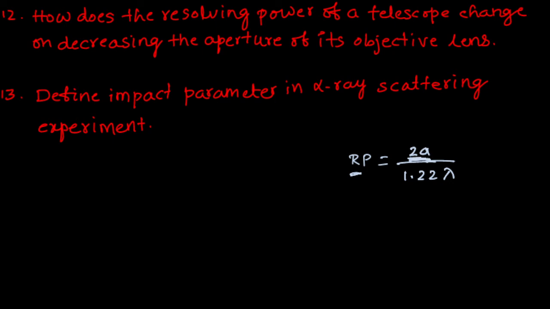So the answer, how does the resolving power of a telescope change on decreasing the aperture? Here resolving power is directly proportional to the aperture. So if the aperture decreases, resolving power also decreases. So the answer is the resolving power of a telescope decreases. You just write the answer decreases. Answer is it just decreases. No need to write the expression.